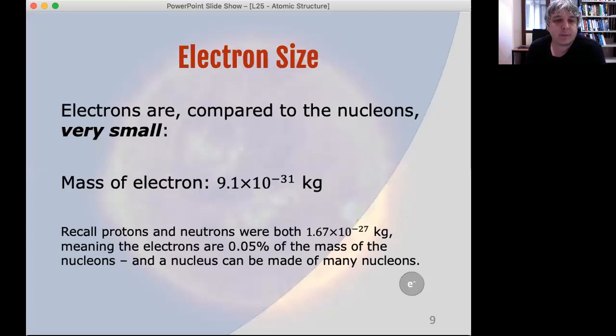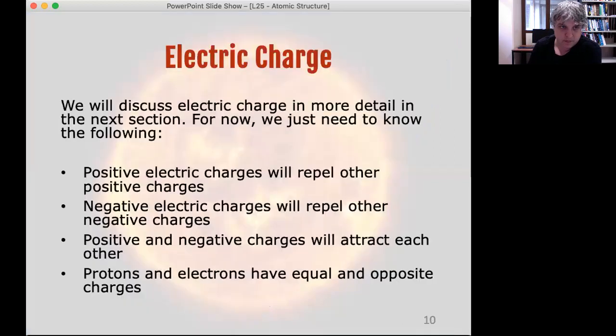Electrons are very small compared to the nucleons. The nucleons, the protons and the neutrons, remember we said were 1.67 times 10 to the negative 27 kilograms. The electrons have a mass of 9.1 times 10 to the negative 31 kilograms. Negative 31 versus negative 27. So the electrons are even smaller. The electrons are about 0.05% of the mass of the nucleons. And a nucleus can be made of many nucleons, so the nucleus itself can be very big compared to the electrons. We're going to talk about electric charge in the next section, as I mentioned.